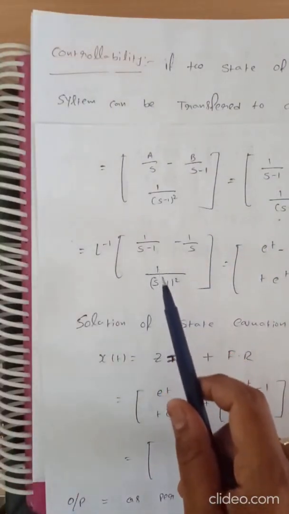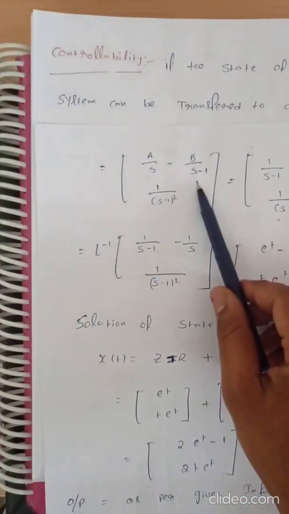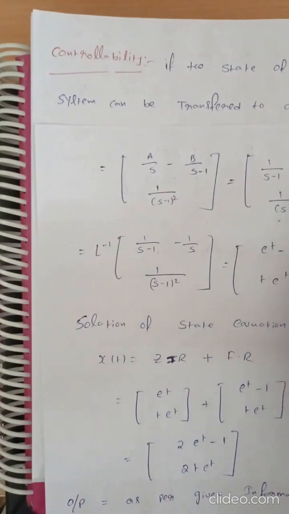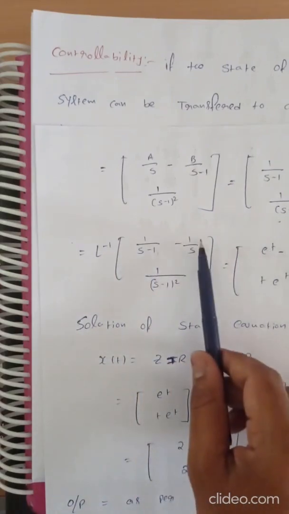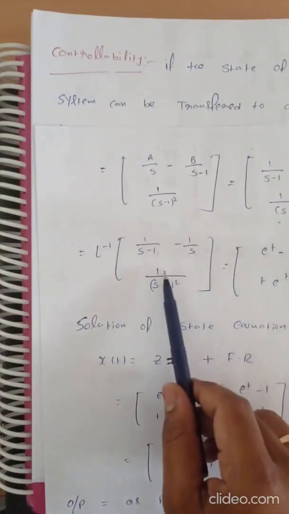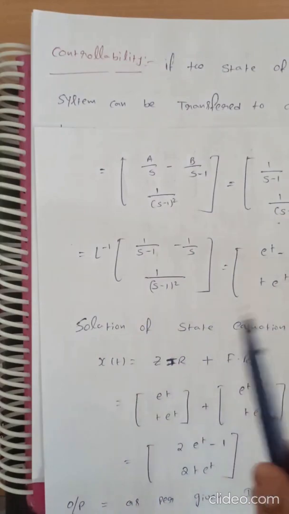Why? Because we should apply the inverse Laplace transform. So apply partial fractions, you will see 1 by s minus 1 minus 1 by s, and 1 by s minus 1 whole square. If you apply the Laplace inverse, 1 by s minus 1 gives e power t, 1 by s gives 1, and 1 by s minus 1 whole square gives t into e power t into u of t.